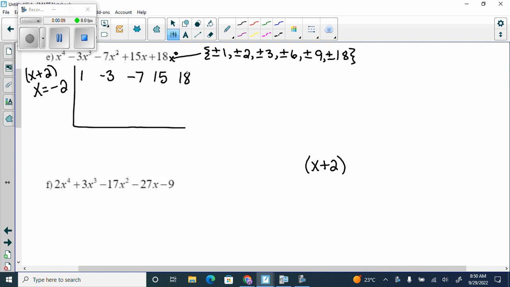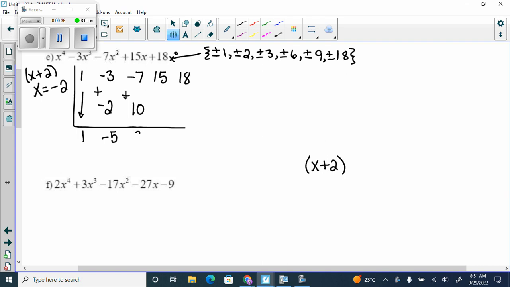Okay, what's our first step? Drop down the 1, and then multiply the -2 times -1, we get -2. After we're done multiplying, we add -3 and -2 is -5. Then we stopped adding, so now we're going to multiply. -2 times -5 is 10. We're done multiplying, so now we're going to add.